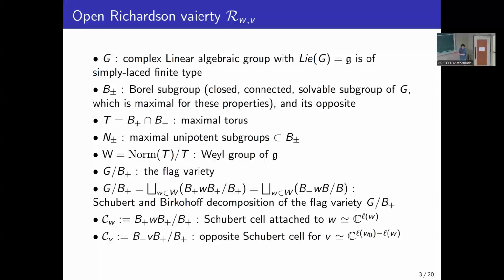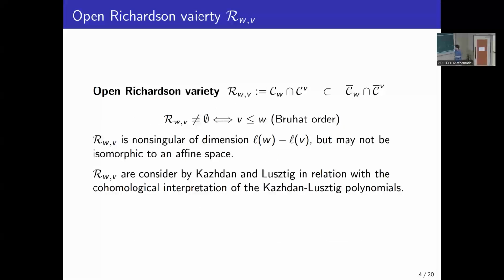Yeah, and let me give you the example. I'm sorry, I have one more. So open Richardson varieties are defined in this way. We just take the intersection of the Schubert cell and the opposite Schubert cell. So this is the definition of the open Richardson variety. And it is known that the open Richardson variety R_{V,W} is non-empty if and only if V is less than or equal to W in Bruhat order. So Bruhat order is a certain order on the Weyl group, but I do not explain the definition. Well, you can take this as a definition of the Bruhat order.